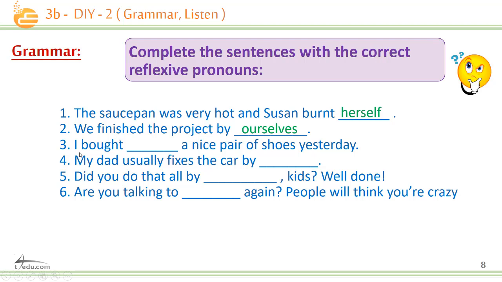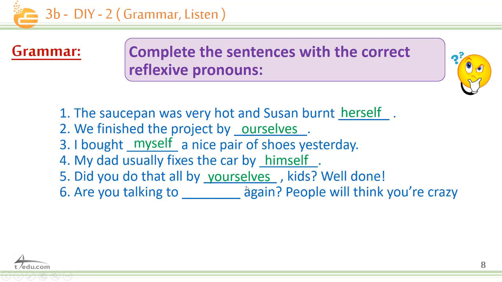Okay, I bought blank. What is the correct reflexive pronoun for I? Myself. Very good. I bought myself a nice pair of shoes yesterday. My dad usually fixes the car by blank, so my dad, I'm speaking about my dad. So what do we say? Himself. Very good. Did you do that all by blank? Yourself. Very good.